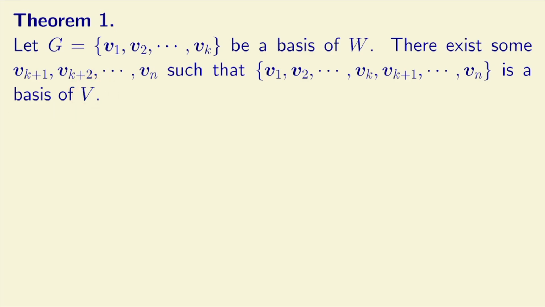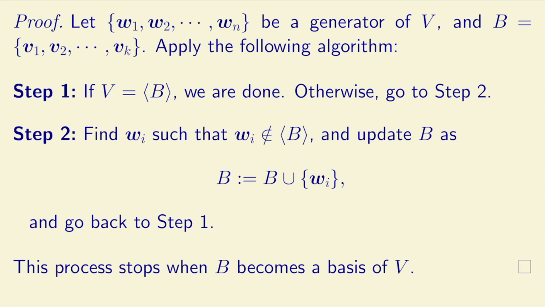How do we know that? Let's quickly go through the proof. Let the set of vectors w1, w2 up to wn be a generator of V. So there are n vectors that span the entire space V, and let B be the set of these vectors from v1 to vk that spans the subspace W.